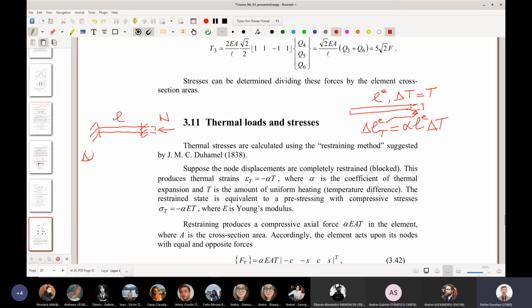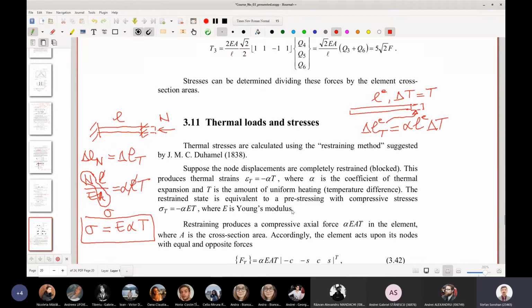So that means delta L from N must be equal to delta L from the thermal load, and that means N times L divided by EA is equal to this expression here, alpha L delta T, or simply T. L cancels, and you can observe that N divided by A is sigma. So you can say sigma, the internal stress, is E alpha T. This is a formula for this case here.